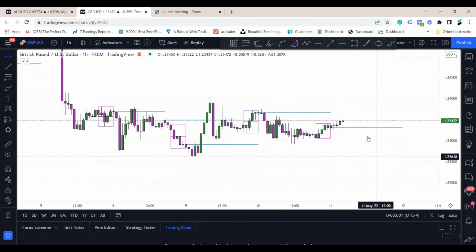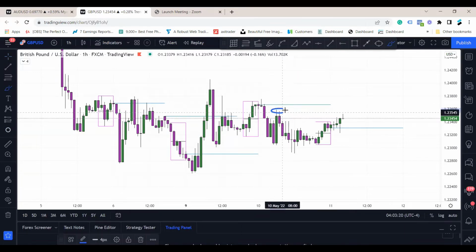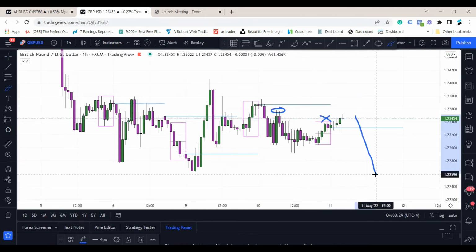Once I have my bias, you can see these pink boxes are the Asian sessions. I can see that the smart money is moving the price up to tap onto this liquidity, the stop losses. Here we have stop losses as well. All the swing highs have stop losses. So you can see smart money pushing up the price to grab the stop losses. Why do they want to do that? Because they want to move the price lower.